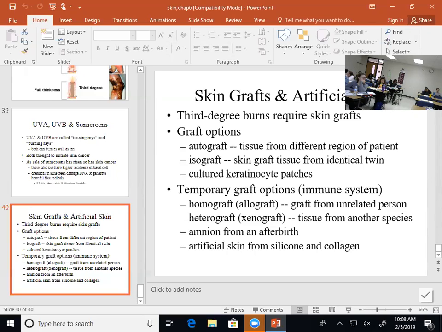And then eczema and psoriasis. I told you the difference between eczema and psoriasis. Dermatitis can be a lot of different things, but it's an inflammation. So inflammation of the dermis, and it can be for a lot of different reasons.